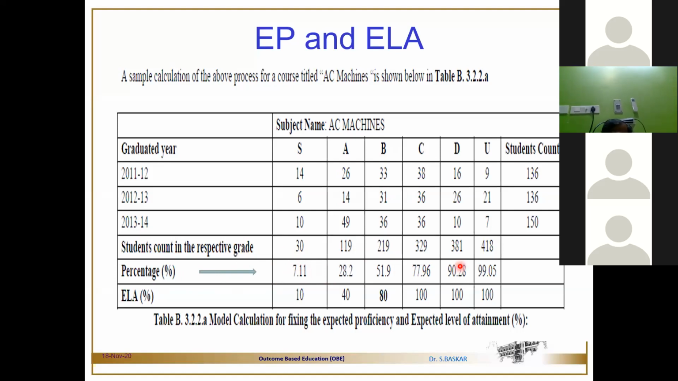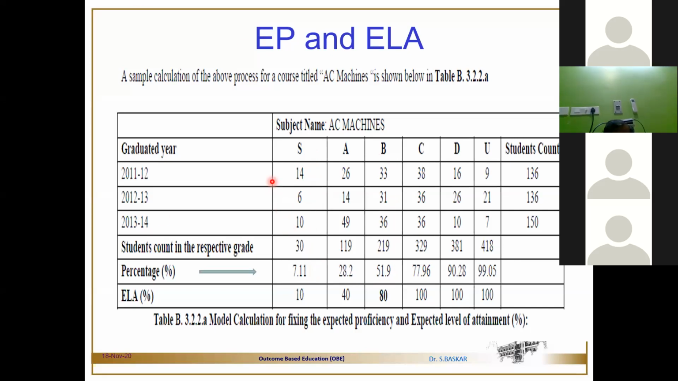If OBE is not implemented, this table will give you the expected number of attainment for different grades. Maybe in 2014-15, you can expect around 7% of students to score S grade. That is the probability of scoring S, A, B, C, and so on.